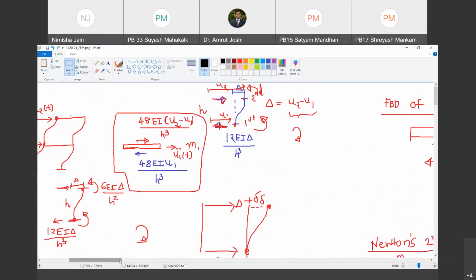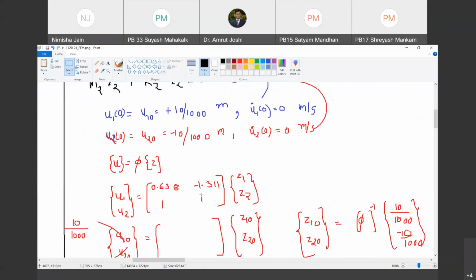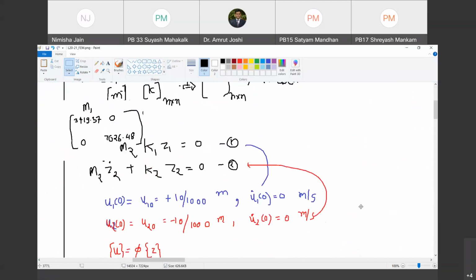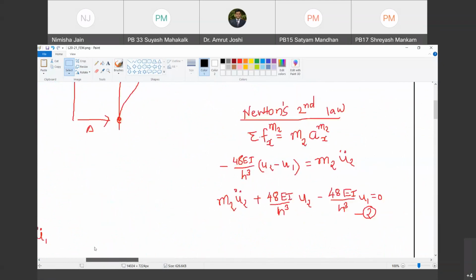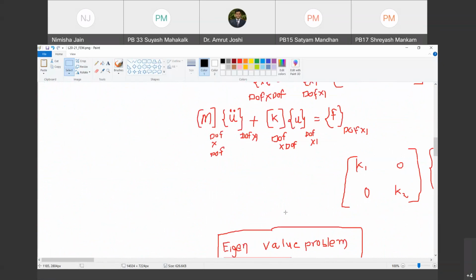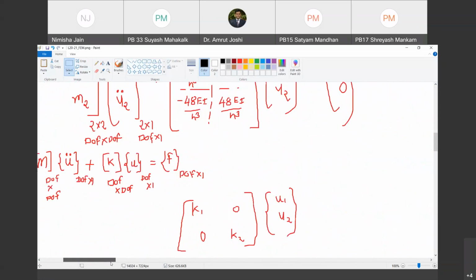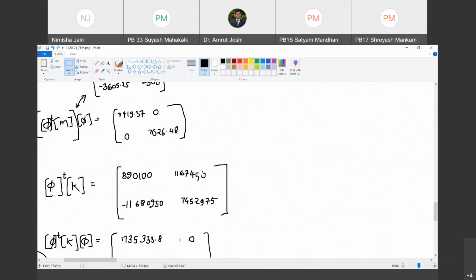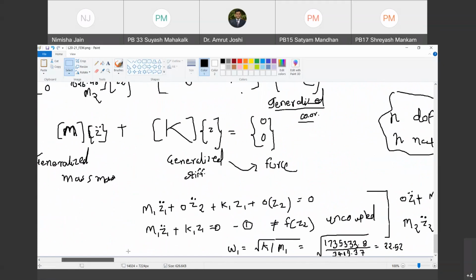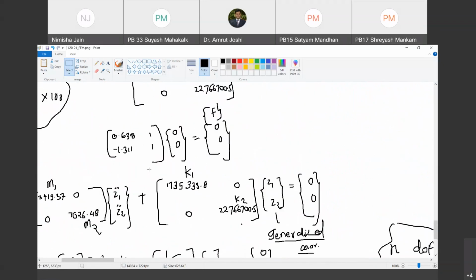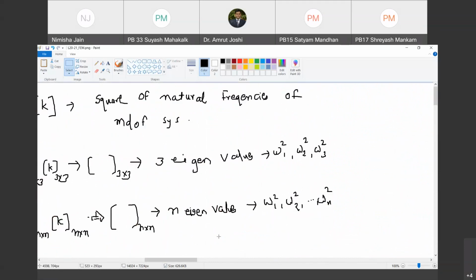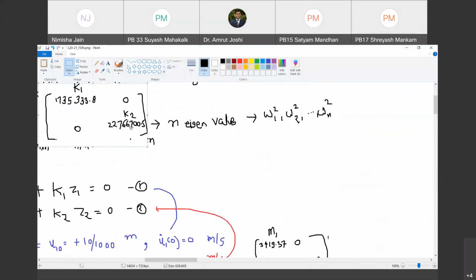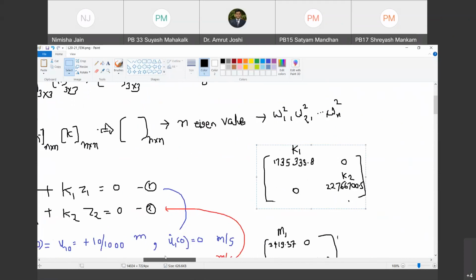So let me write down those values here. So we know the values of M1 and M2 in this equation. What are the values of K1 and K2? These are the values of generalized stiffness. These values we obtained from the generalized stiffness matrix, which is diagonal in nature, K1 and K2. Are you with me? Yes, sir. These are the values. So let me put that also here. Okay.